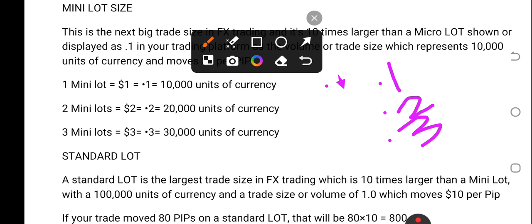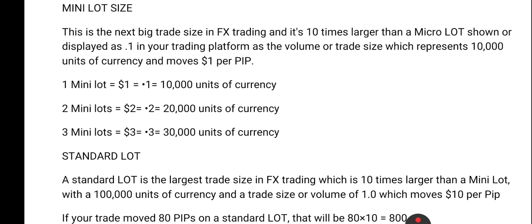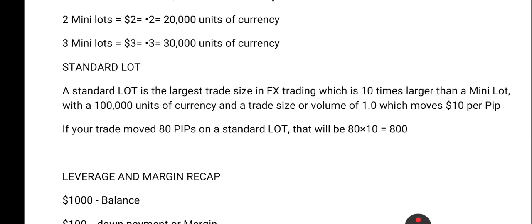Point 9, that is, you need 90,000 units of currency. All right. Now, finally, let's go to the biggest trade size, which is the standard lot. For a standard lot, which is the largest trade size in FX, it is 10 times larger than a mini lot, with 100,000 units of currency and a trade size or volume of 1.0.